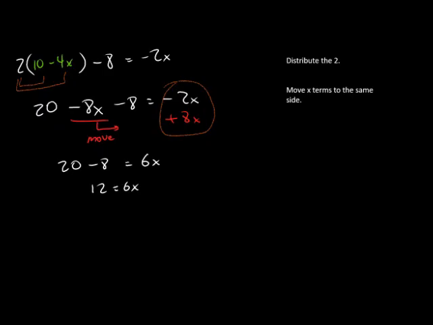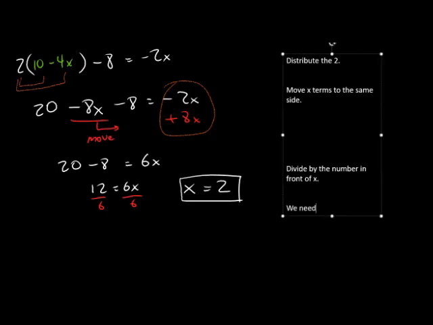Now that the x terms are on the right and the constants are on the left, we will divide by the number in front of x. When we divide by 6 on both sides, we will end up with x equals 2. However, this is not the complete solution. When you have a system of two equations, it's not enough to get x, we need to get y also. However, remember that we said y was equal to 10 minus 4x earlier, and that's that part in green here at the top.